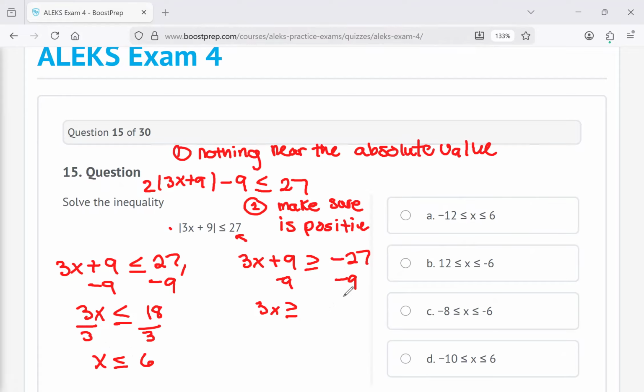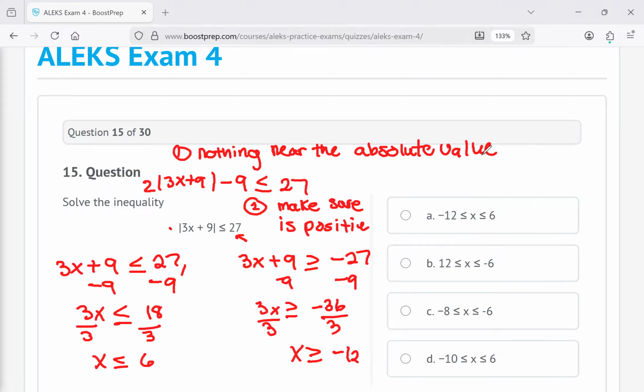-27, -9 is 6. Divide this by 3, divide this by 3. I don't flip the sign because I'm not dividing by a negative, and then -36 divided by 3 is -12.